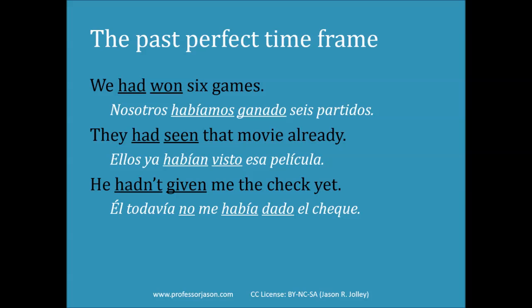So these verb forms convey the idea that as of a certain point in the past, something else had already happened, or hadn't happened yet. So that idea of already or yet, those are kind of implicit when we use the past perfect time frame. But I think you can get the idea just by going over these examples on the slide. These are typical of when we need to use past perfect verb forms.